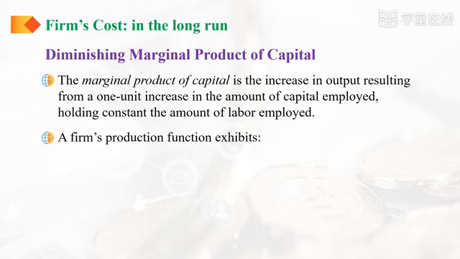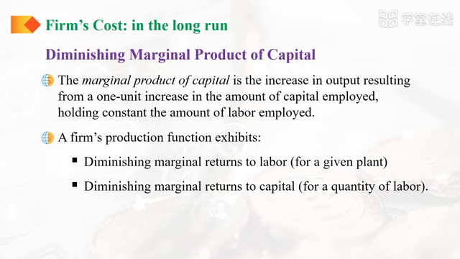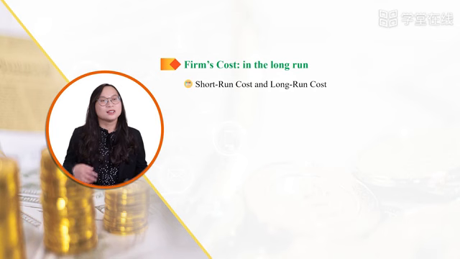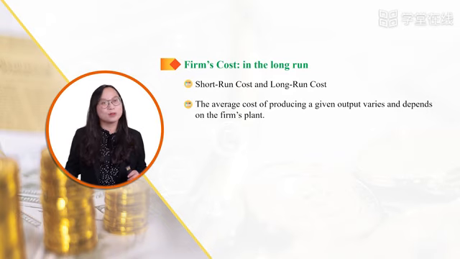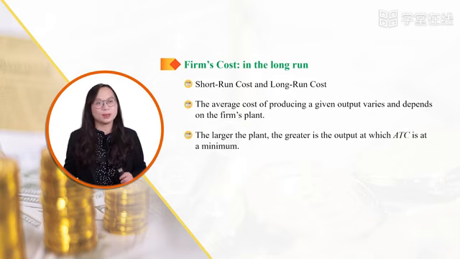The production function exhibits diminishing marginal returns to labor for a given plant, and diminishing marginal returns to capital for a given quantity of labor. For each plant, diminishing marginal product of labor creates a set of short-run, U-shaped cost curves for marginal cost, average variable cost, and average total cost. The average cost of producing a given output varies and depends on the firm's plant. The larger the plant, the greater the output at which average total cost is at a minimum.